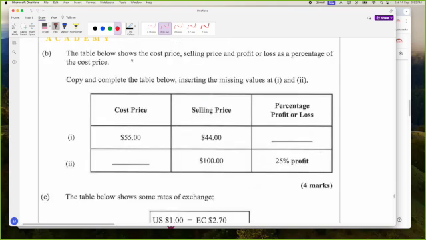The table below shows the cost price, selling price, and profit or loss as a percentage.